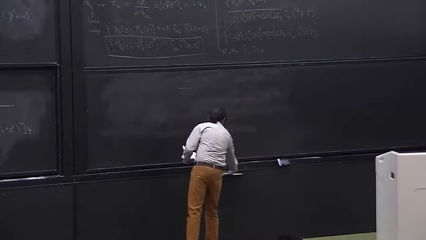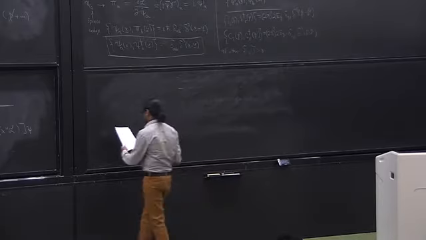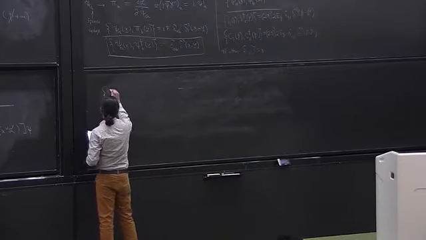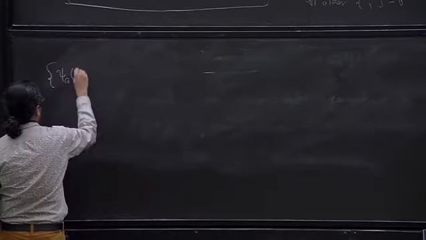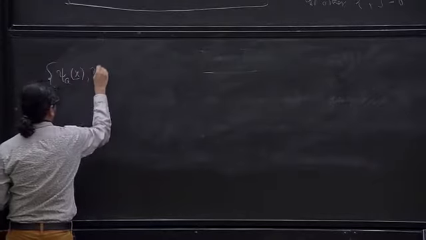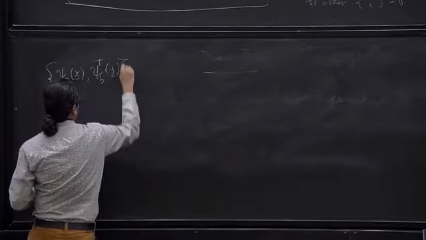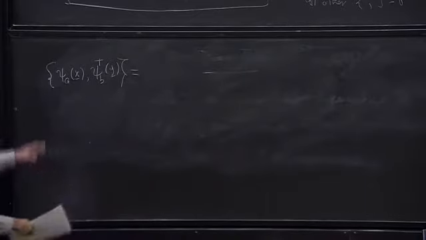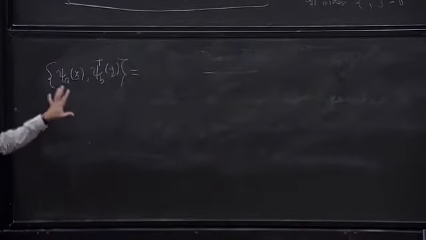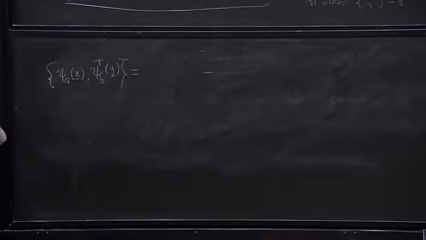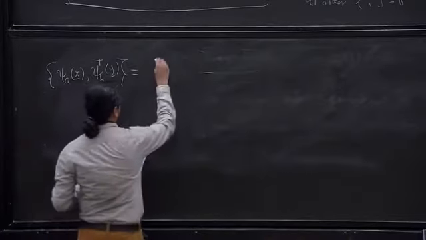All right, what is the computation we want to do? We want to start with this. And then what we want to do is expand the field and its Hermitian conjugate in Fourier space.